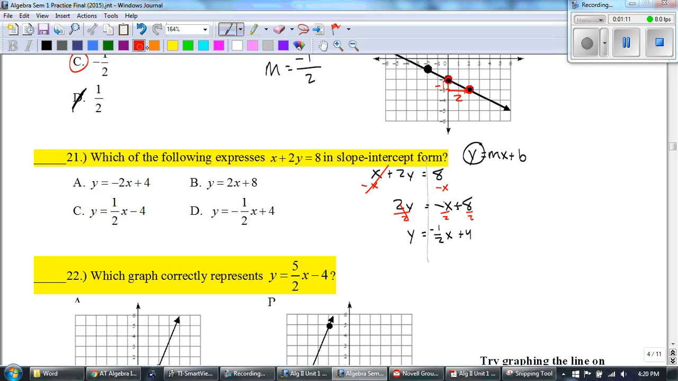Well, where'd the 1 come from? Just remember that when we subtracted that x, it was a negative 1x. So the only one that is negative 1/2 x plus 4 is D.